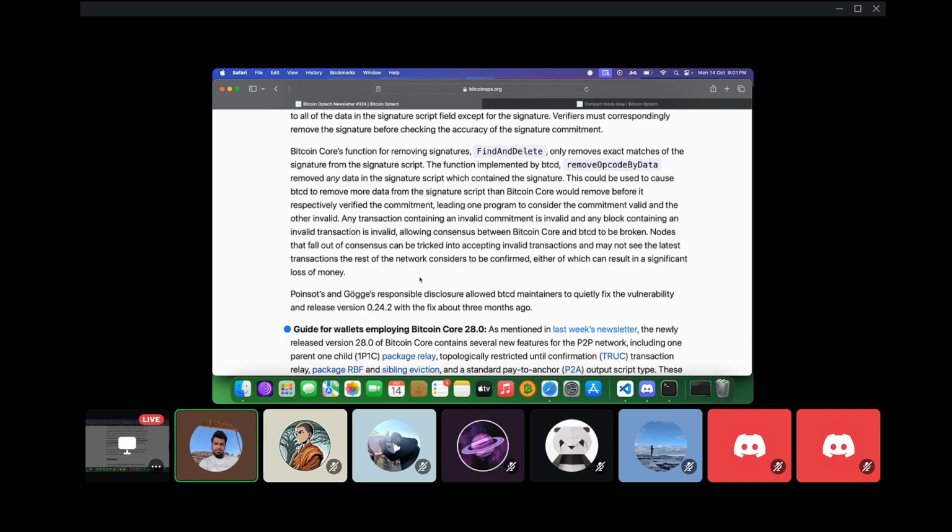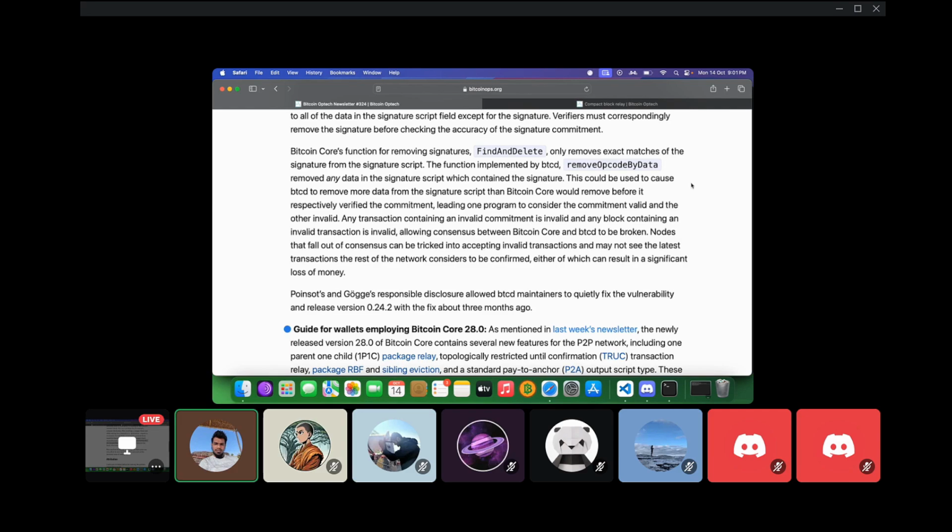So I believe the fix obviously will be that even BTCD now strips off the signature using exact matches, so that a transaction or digital signature that is considered valid by Bitcoin Core is also considered valid by BTCD, and a signature that is considered invalid by BTCD is also considered invalid by Bitcoin Core.